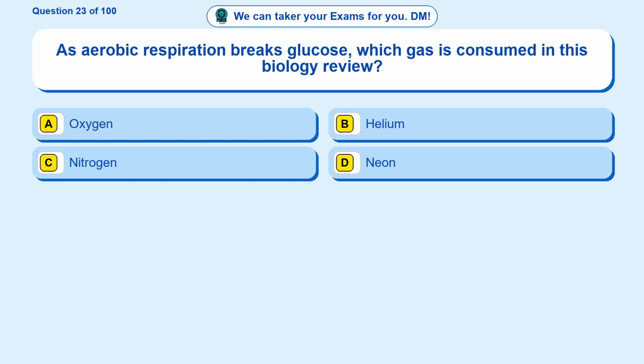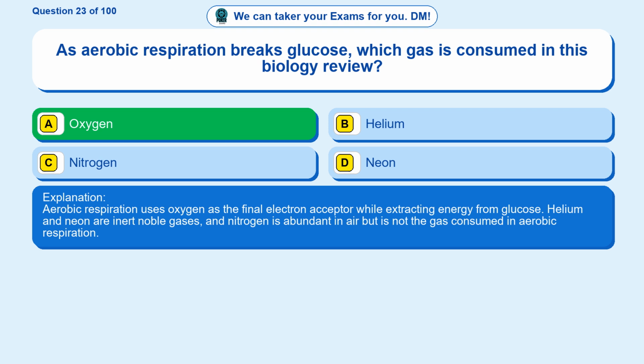Question 23. As aerobic respiration breaks glucose, which gas is consumed in this biology review? Option A, oxygen. Option B, helium. Option C, nitrogen. Option D, neon. The correct answer is option A. Oxygen. Aerobic respiration uses oxygen as the final electron acceptor while extracting energy from glucose. Helium and neon are inert noble gases, and nitrogen is abundant in air but is not the gas consumed in aerobic respiration.